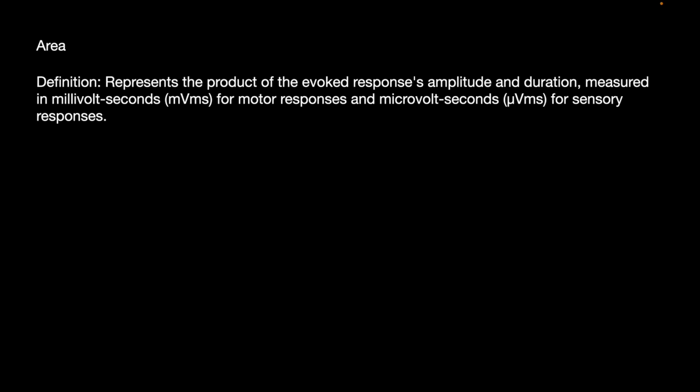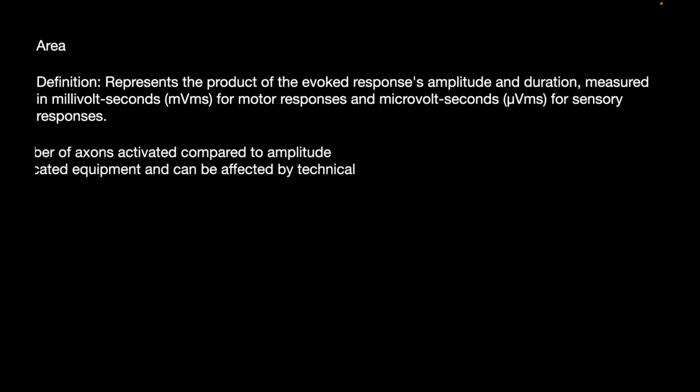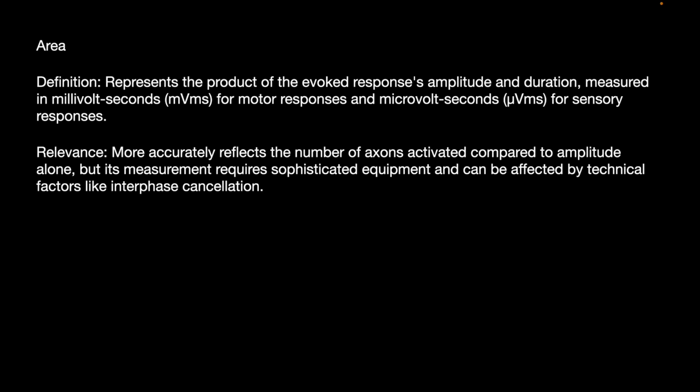Next is the area of the impulse. It represents the product of the evoked response amplitude and the duration, and it is measured in millivolt seconds for the motor response and microvolt seconds for the sensory response. It more accurately reflects the number of axons activated compared to the amplitude alone, but its measurement requires sophisticated equipment and can be affected by technical factors like interference cancelling.